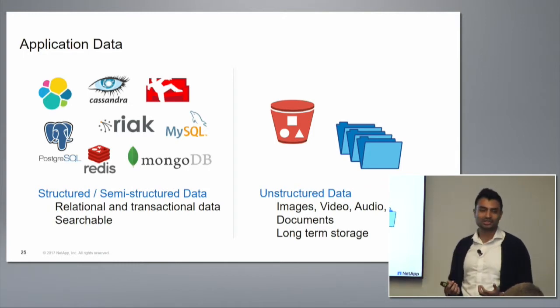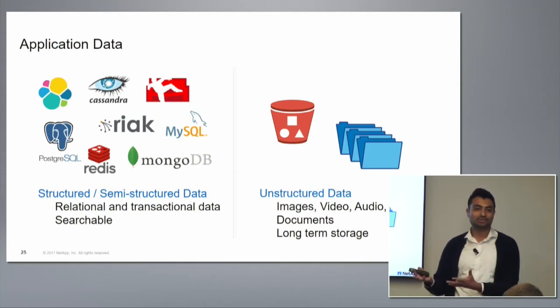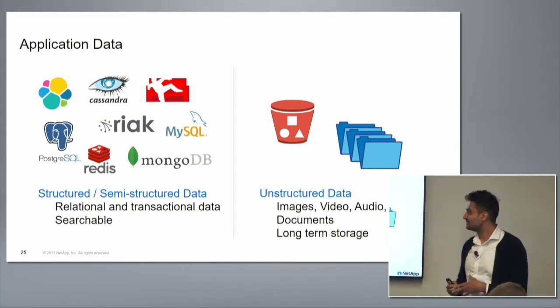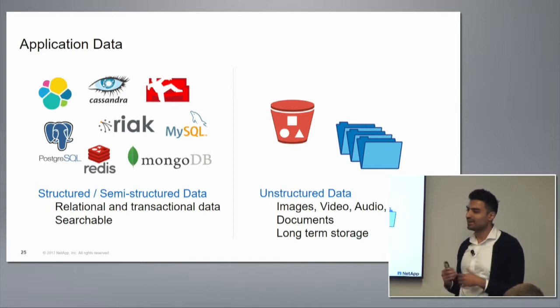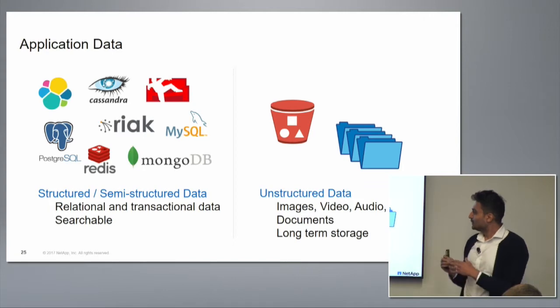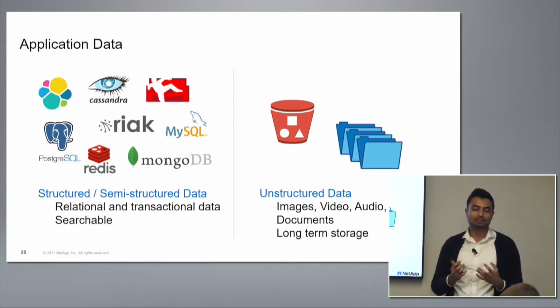So when I say application data, what do I mean by that? Application data could be just an object store where you could store media files. So that is more of an unstructured kind of data. And then it could be relational databases or transactional kind of data, which you store in a database, right? So these are the two high-level classifications of data that I can do when I'm thinking about an application, right?